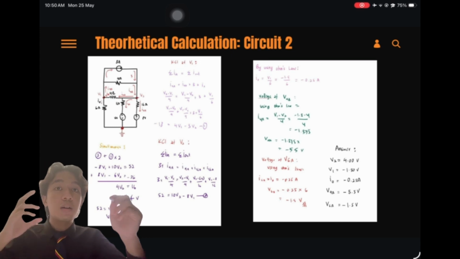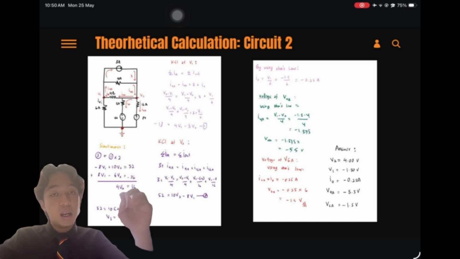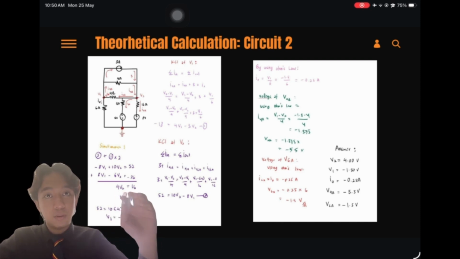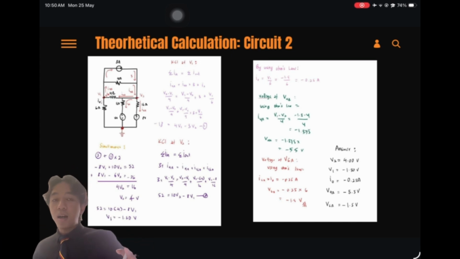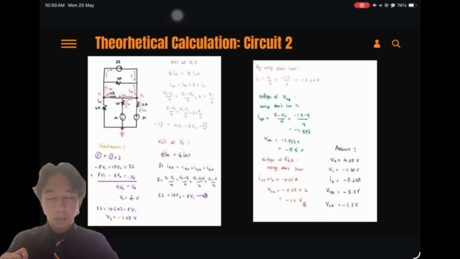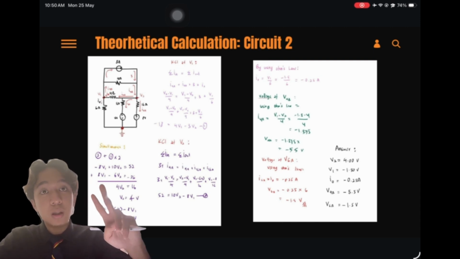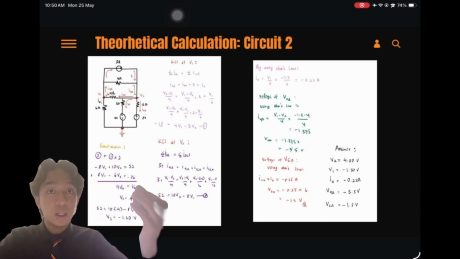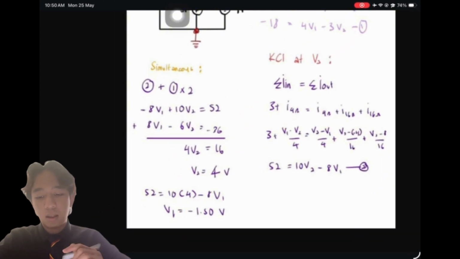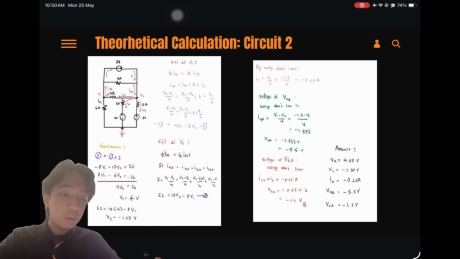For the first equation, we do the KCL at the first node, which is V1, where I use the sum of current in equals the sum of current out, and then we get the equation for V1. After that, I do the equation for V2, still using the KCL at V2 with the same thing, the sum of current in equals the sum of current out. Then we get the second equation. By having two equations, we do simultaneous equations, using the elimination method to get our result, which is the value of V2 and V1.